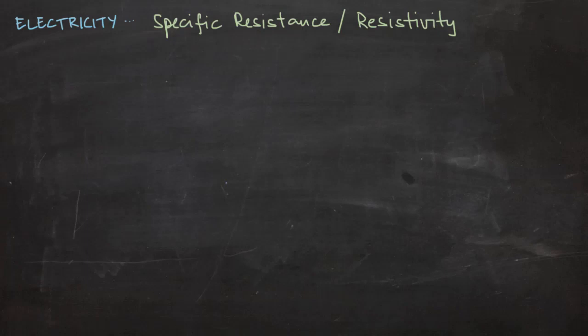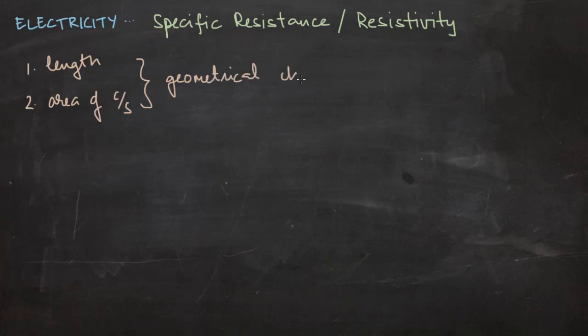In the previous video, where we saw the factors that influence resistance, we saw that length and area of cross section, which are the geometrical characteristics of a conductor, can be used to talk about how the resistance is changing. We saw that if the length of the wire increases, the resistance increases.